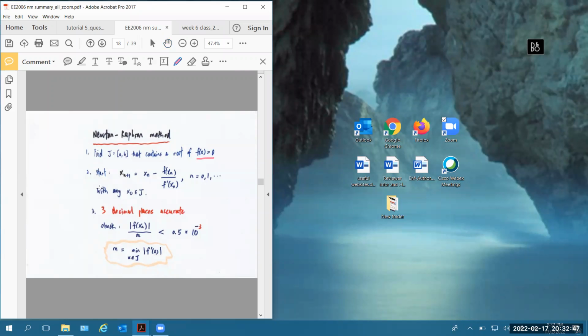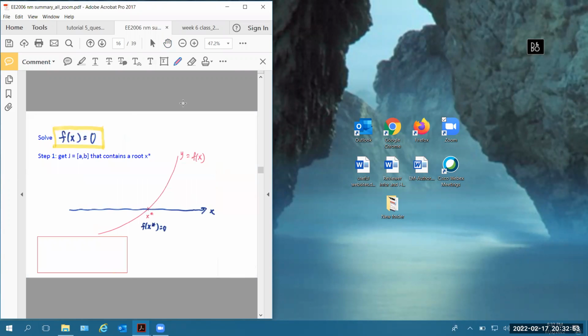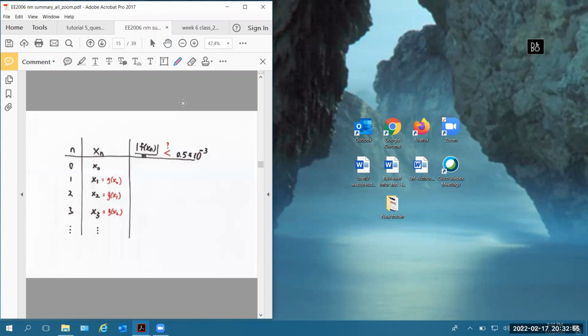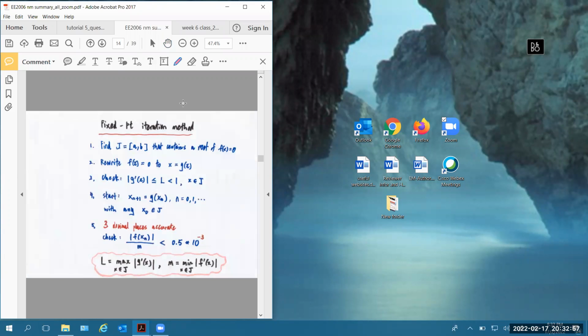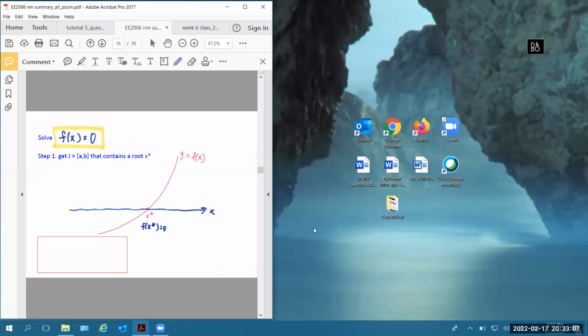Now, this first step, if you remember, is the same as previously in our fixed point iteration method. It's the same first step, right? Can you see? Yeah, the first step is the same. Find this interval J that contains a root of the equation. And how we do that is, that's what we did last week, right?